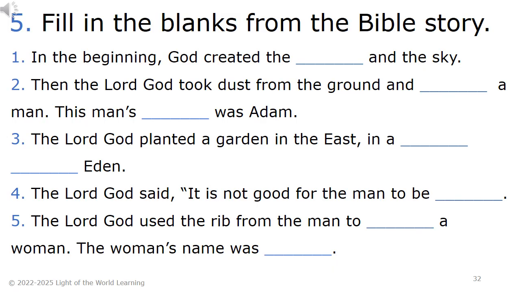5. Fill in the blanks from the Bible story. 1. In the beginning, God created the earth and the sky. 2. Then the Lord God took dust from the ground and made a man. This man's name was Adam. 3. The Lord God planted a garden in the east in Eden. 4. The Lord God said, It is not good for the man to be alone. 5. The Lord God used the rib from the man to make a woman. The woman's name was Eve.